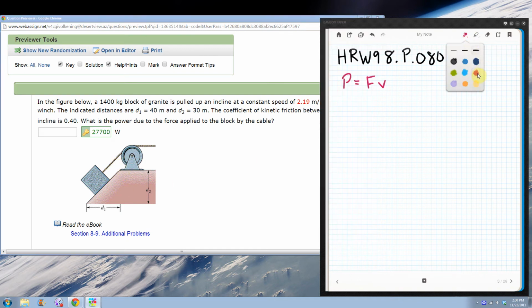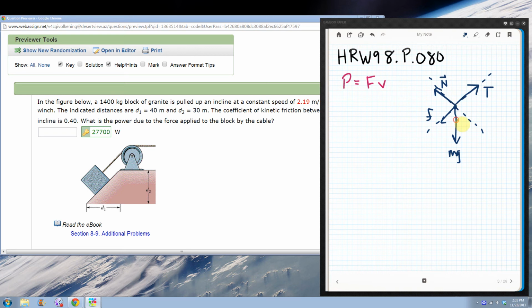For that, we're going to use a free body diagram of the block. Here's the block. Okay, I've got gravity down. I've got the force of the cable, I'm just going to call that tension, pulling up the slope. I've got friction pulling down, and I've got the normal force perpendicular to the block.